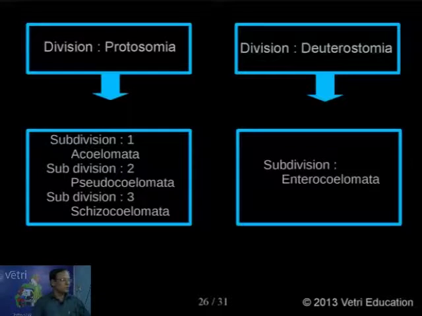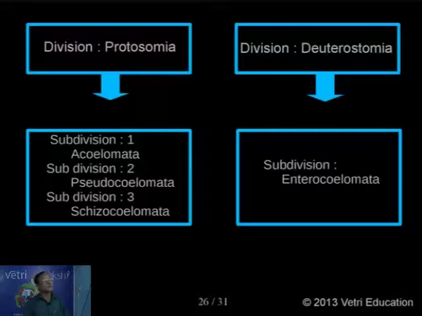Now the division number 2, subdivision, enterocoelomata. Enteron, the word refers to the digestive system. Now during the development, you have, as I mentioned, this primitive gut, the archenteron. From the lateral sides of the archenteron, pouches are developed, which soon develop into the coelom. As the coelom develops as pouches from the enteron, or the archenteron, or the primitive gut, this group is called enterocoelomata, and the coelom is called enterocoelom.